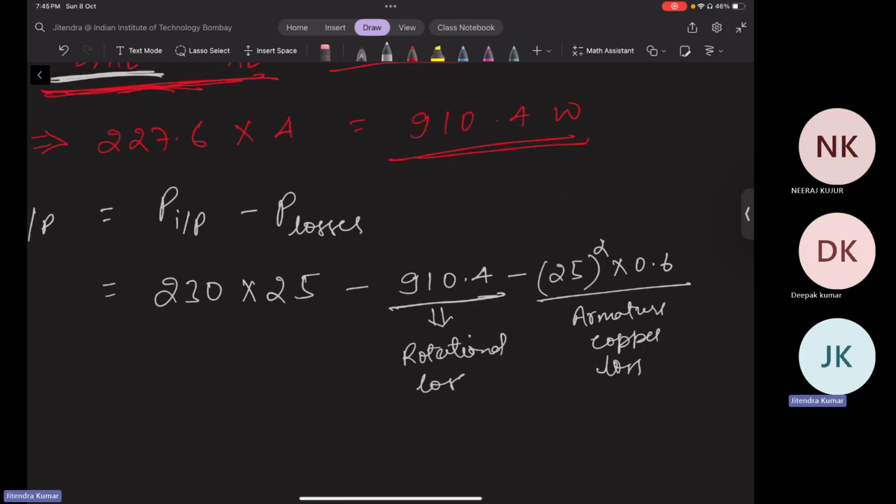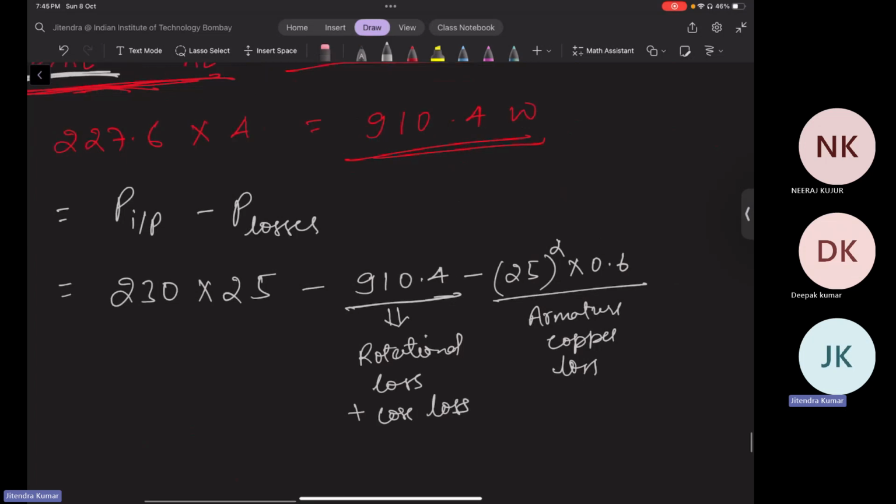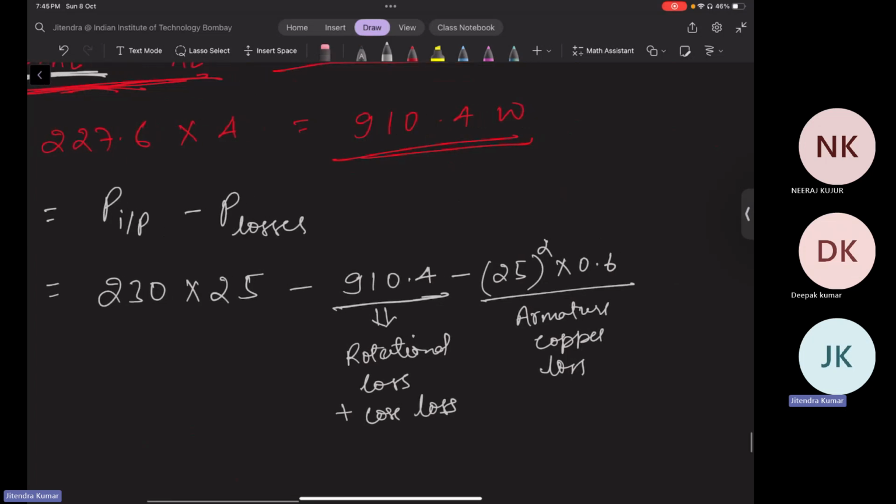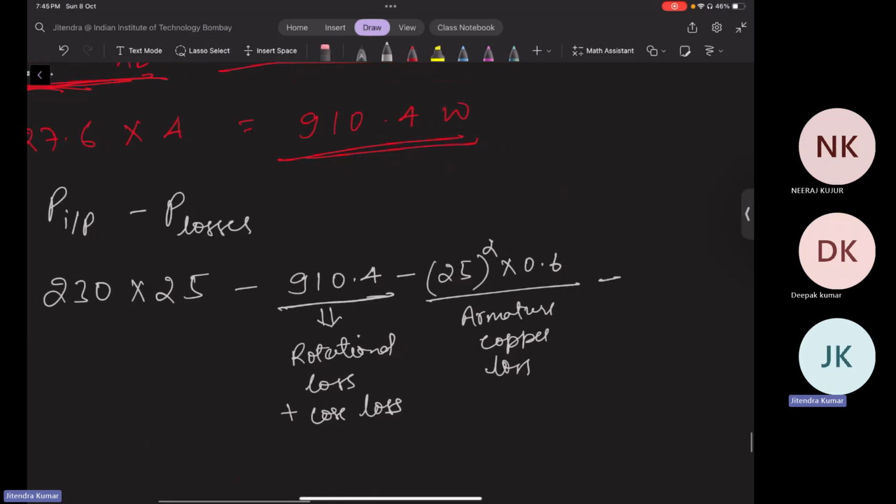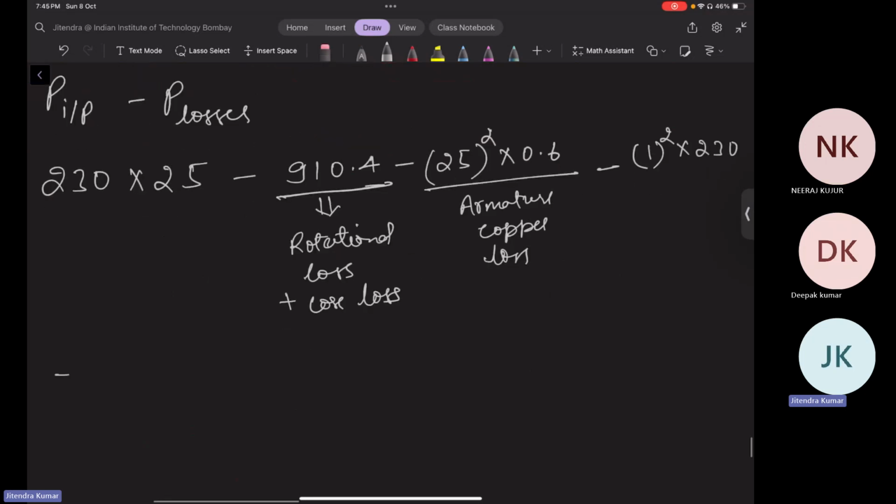Rotational loss plus core loss, both are functions of frequency. As you change your speed, both will change. Minus field loss, that is 1 square into 230. So this whole calculation will give you your full load output.